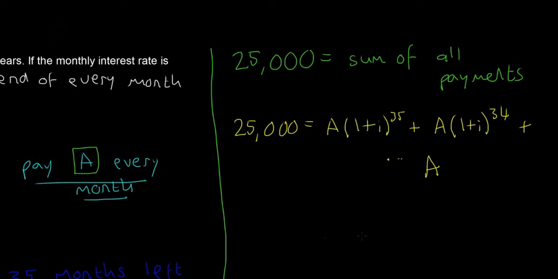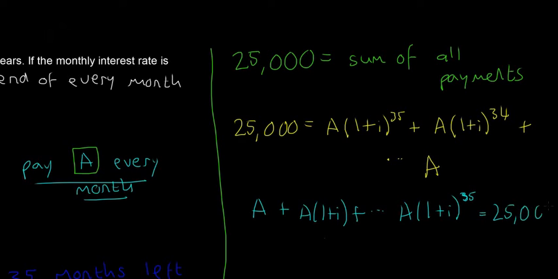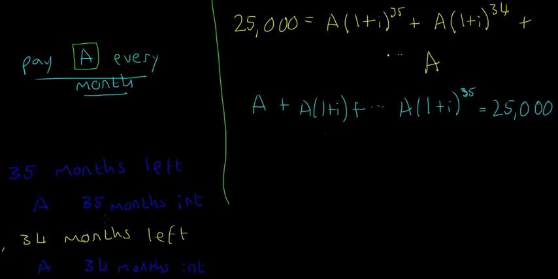So now I'm going to rewrite it. Remember, you have to flip it. So we're going to have A plus A by 1 plus I plus, and that's going to keep going all the way to A by 1 plus I to the power of 35. And that should all be equal to 25,000. So that's the main big difference: this is going to look a little bit different because the number doesn't go the whole way up to the amount of months. It's just one less than the amount of months. So I did go through that quite slowly, but I just wanted to explain why that is.